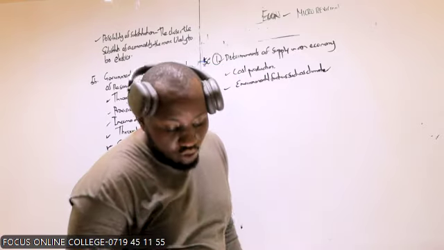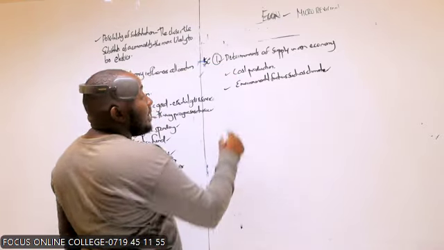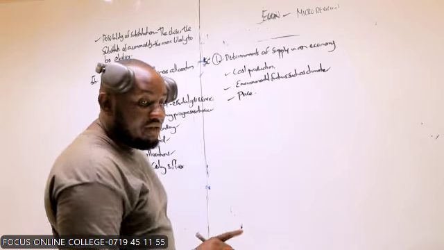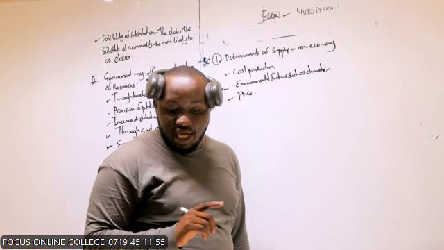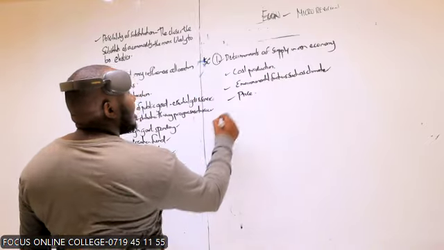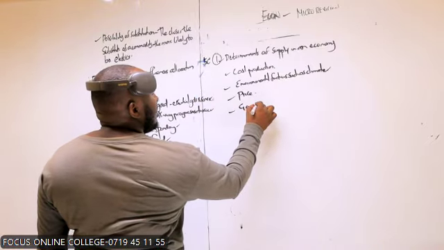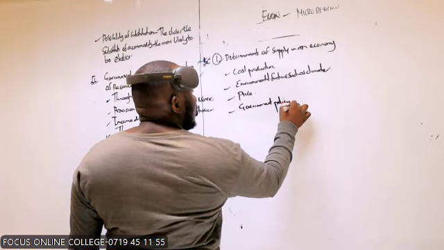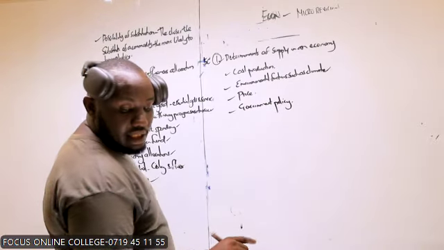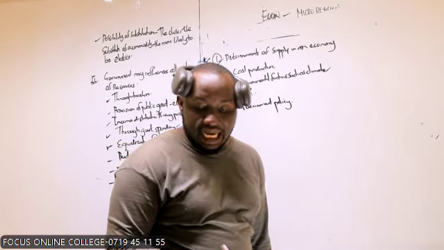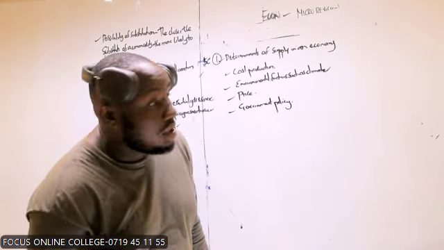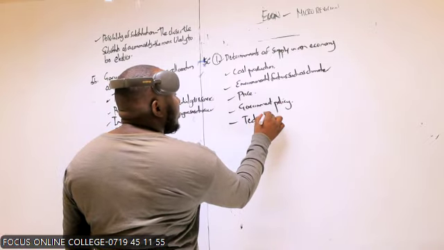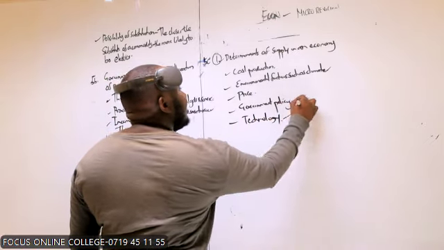But you also have price. Price in itself is a determinant. So if the price is high, supply definitely is going to be high. But you also understand government policy. Look at the taxes: if there are high taxes, supply is going to be low. But you also understand technology. When you have good technology, supply is going to be high, and vice versa.